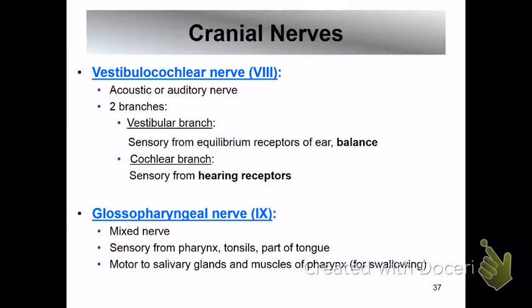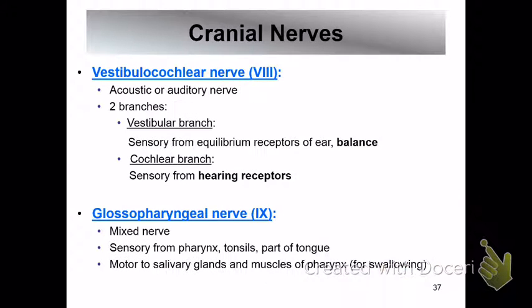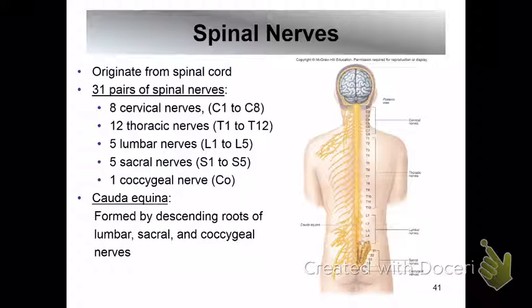Okay, do me a favor. Go back a couple slides and have you highlight balance and hearing receptors on vestibular cochlear nerve. Okay, and this is a list of all 12 cranial nerves and the function. So take some time and look over this. It's really a summary of the last few slides. What each nerve does.